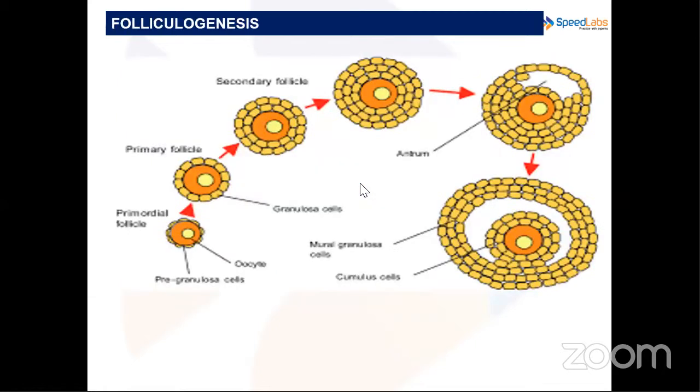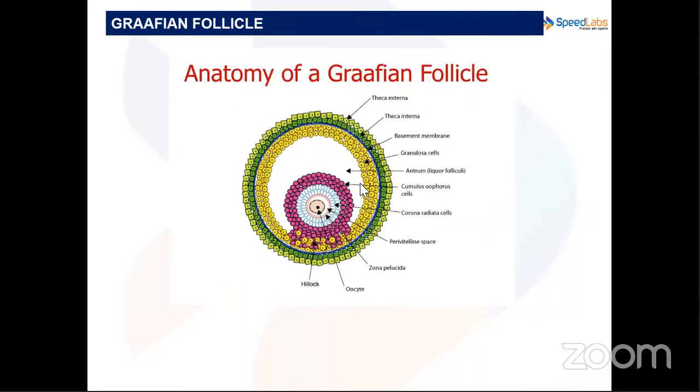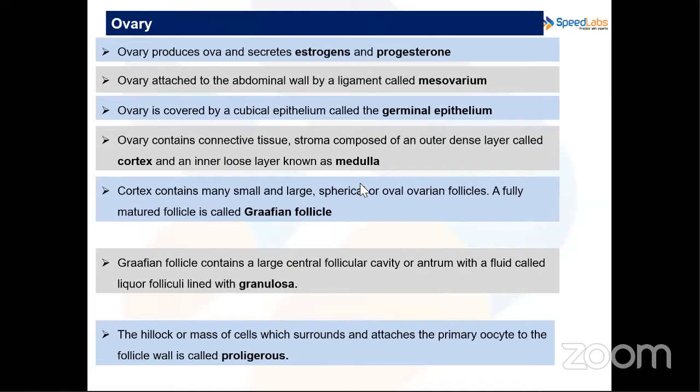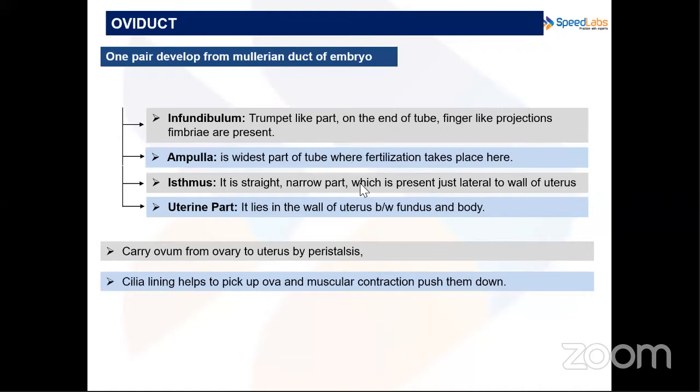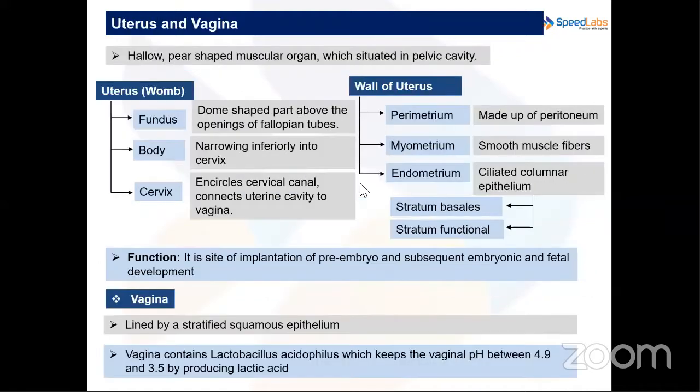Again, this is folliculogenesis, another slide. This is the anatomy of the Graafian follicle, the different layers of the Graafian follicle we had already discussed. Ovary we had discussed. Oviduct, I had told you the different parts of the oviduct. Uterus and vagina, I had told you about the different parts of the uterus. Okay, and coming to the vagina.